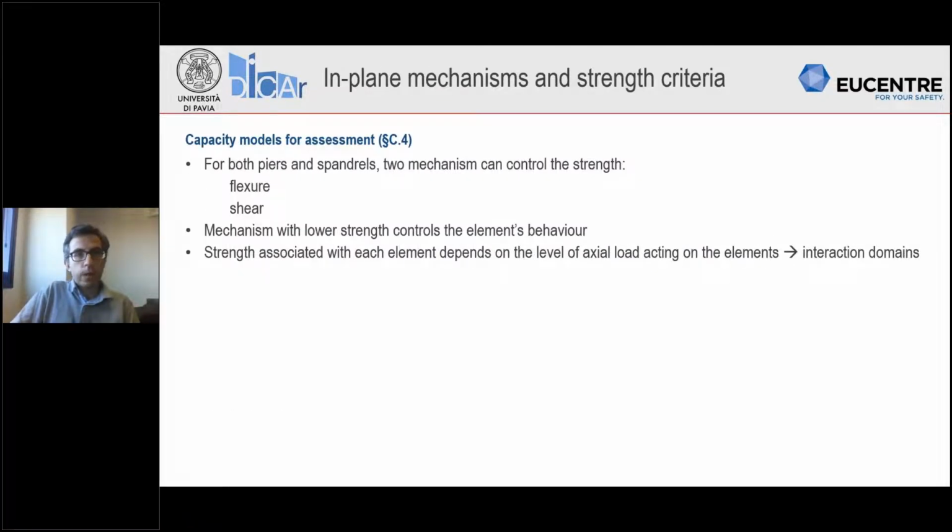As regards the in-plane mechanism and the associated strength criteria, Eurocode 8 is specifying which are the capacity models to be used in the assessment in this section. For both piers and spandrels, two mechanisms can control the strength: the flexural mechanism and the shear mechanism. The mechanism with the lowest strength is controlling the element's behavior. However, the strength associated with each element is depending on the level of axial load acting on it, and so through the so-called interaction domains. So varying the axial load can potentially vary the strength.